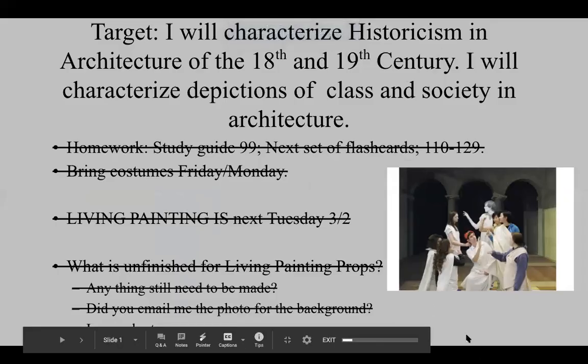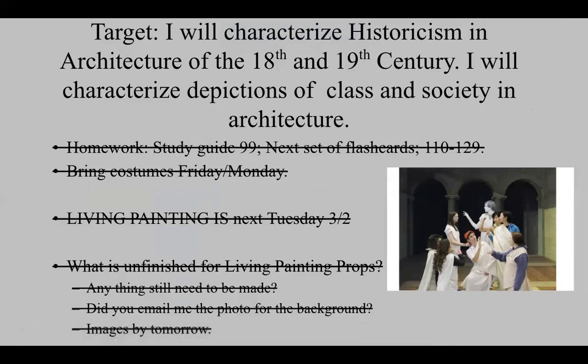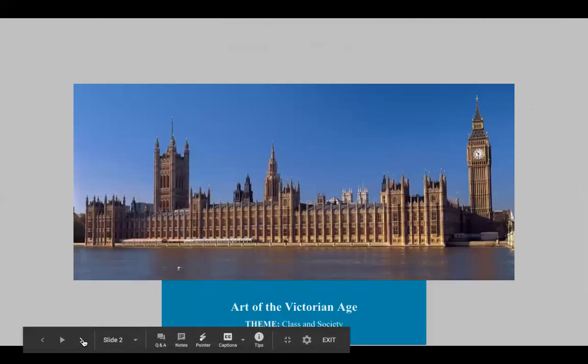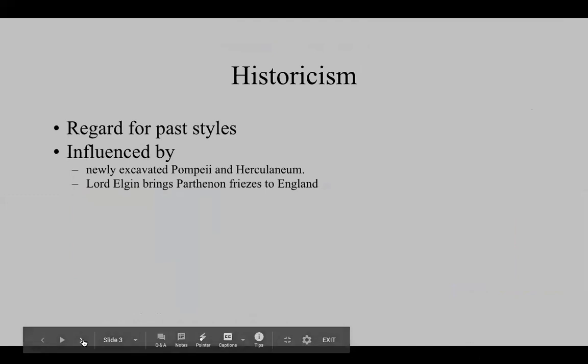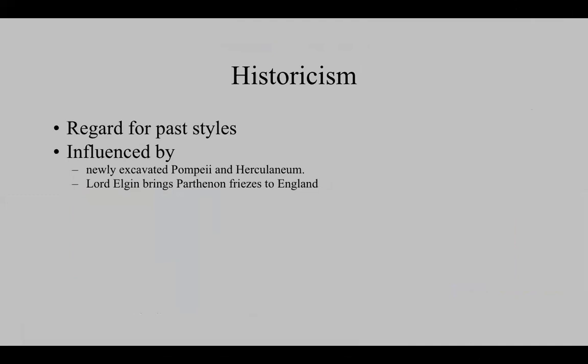So our focus for today is going to be looking at 18th and 19th century architecture. And we're going to be focusing on how that architecture depicts class and society. So during the 18th and 19th century, and I would even dare say even today, Historicism is a very prevalent style of art history and architecture. And so what that basically means is that the style of the structures is heavily influenced by styles of the past.